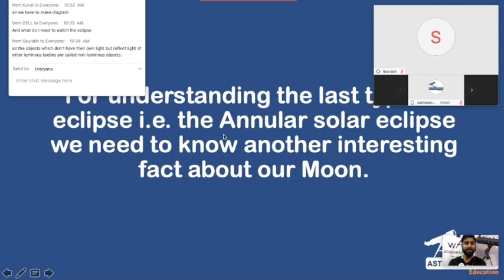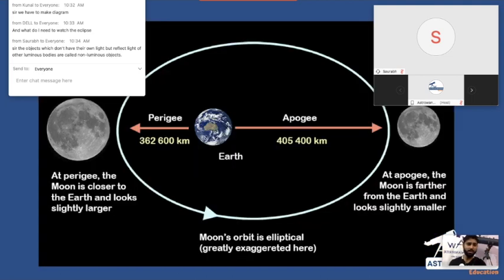To understand the last type of eclipse, that is the annular solar eclipse, we need to know another interesting fact about our moon that we have not studied yet. So let's know about it. The moon goes around the earth not in a circular orbit. You must have seen a circle, so you know what a circle is. This is called the elliptical orbit.